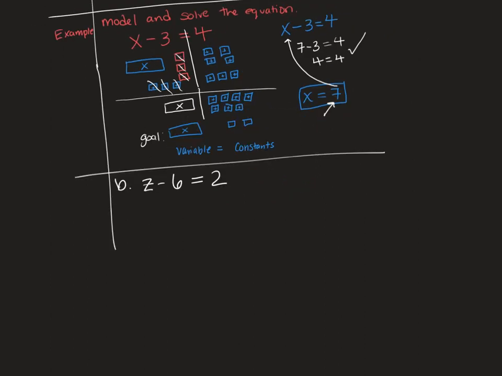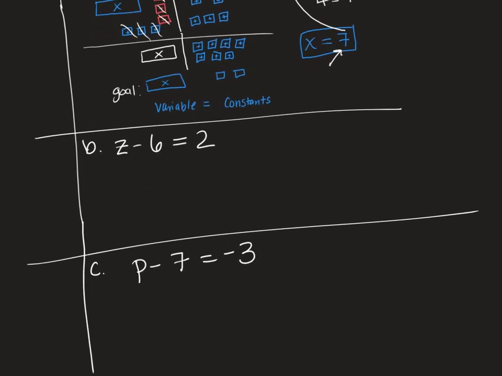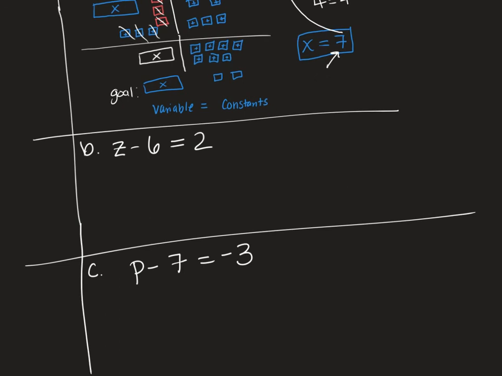So your next example is z minus 6 equals 2. And then I want you guys to find p minus 7 equals negative 3. Go ahead and draw the algebra tiles, and you might need a little bit more room than I gave on my screen. But just try this one on your own, or if you need some help, let me know. All right, guys, so if you solve these and you used algebra tiles, you might have noticed a pattern.